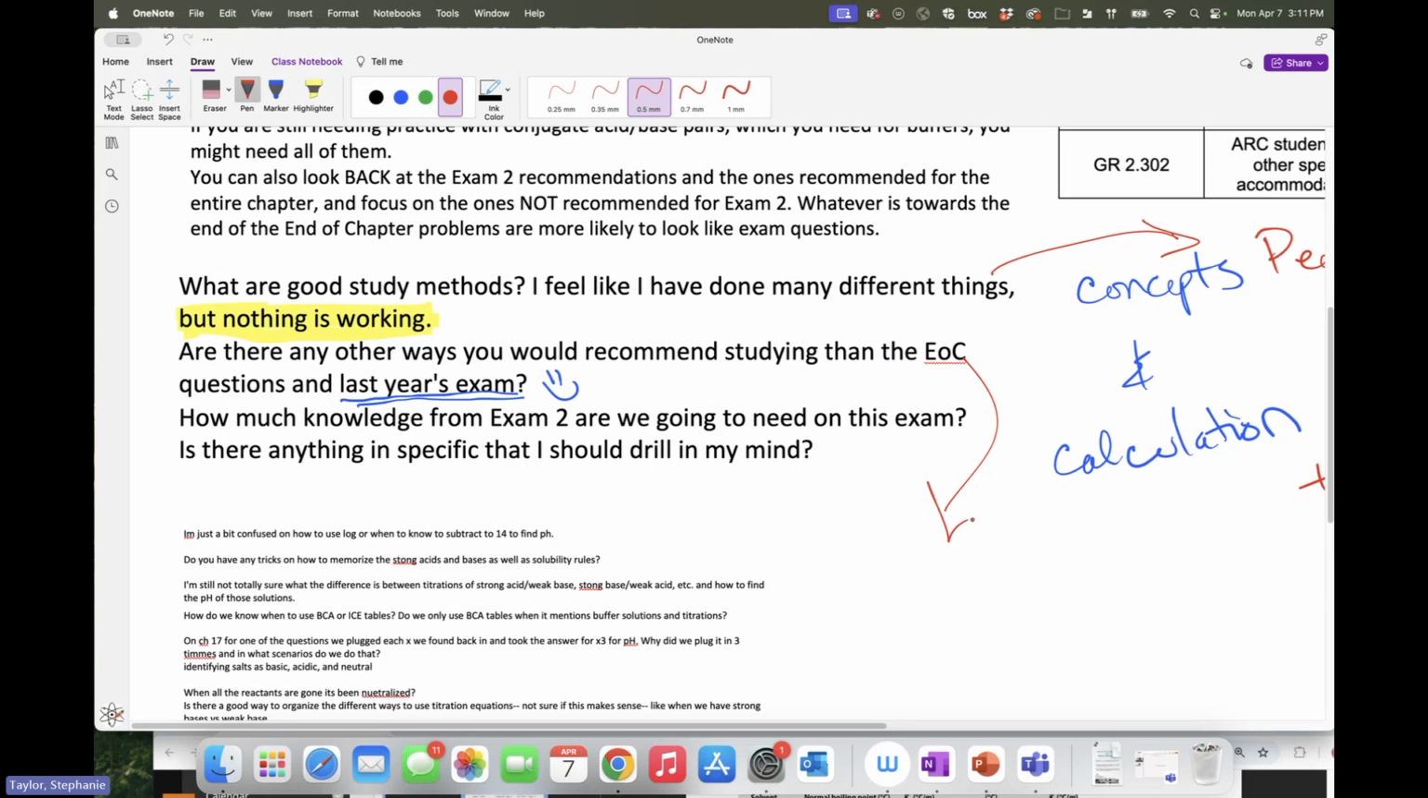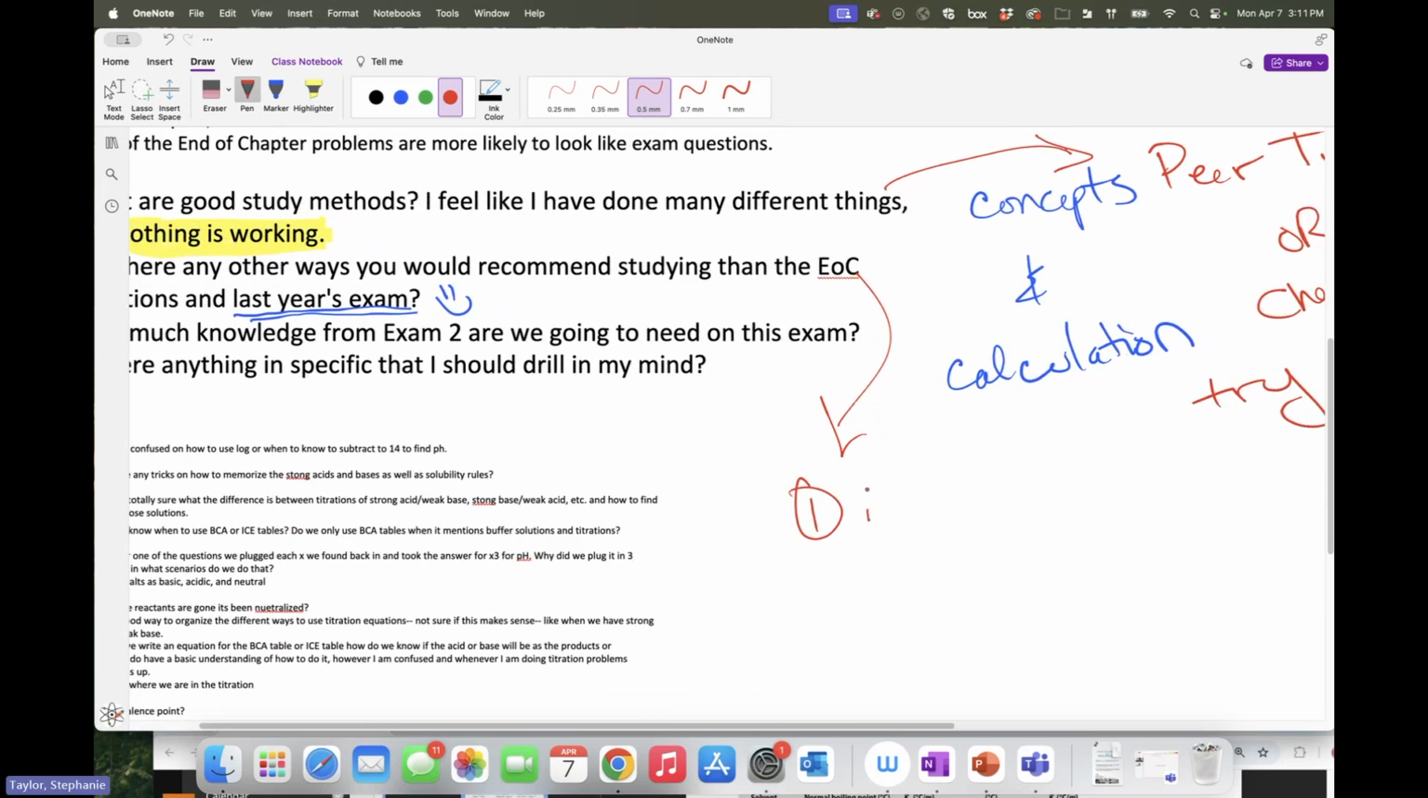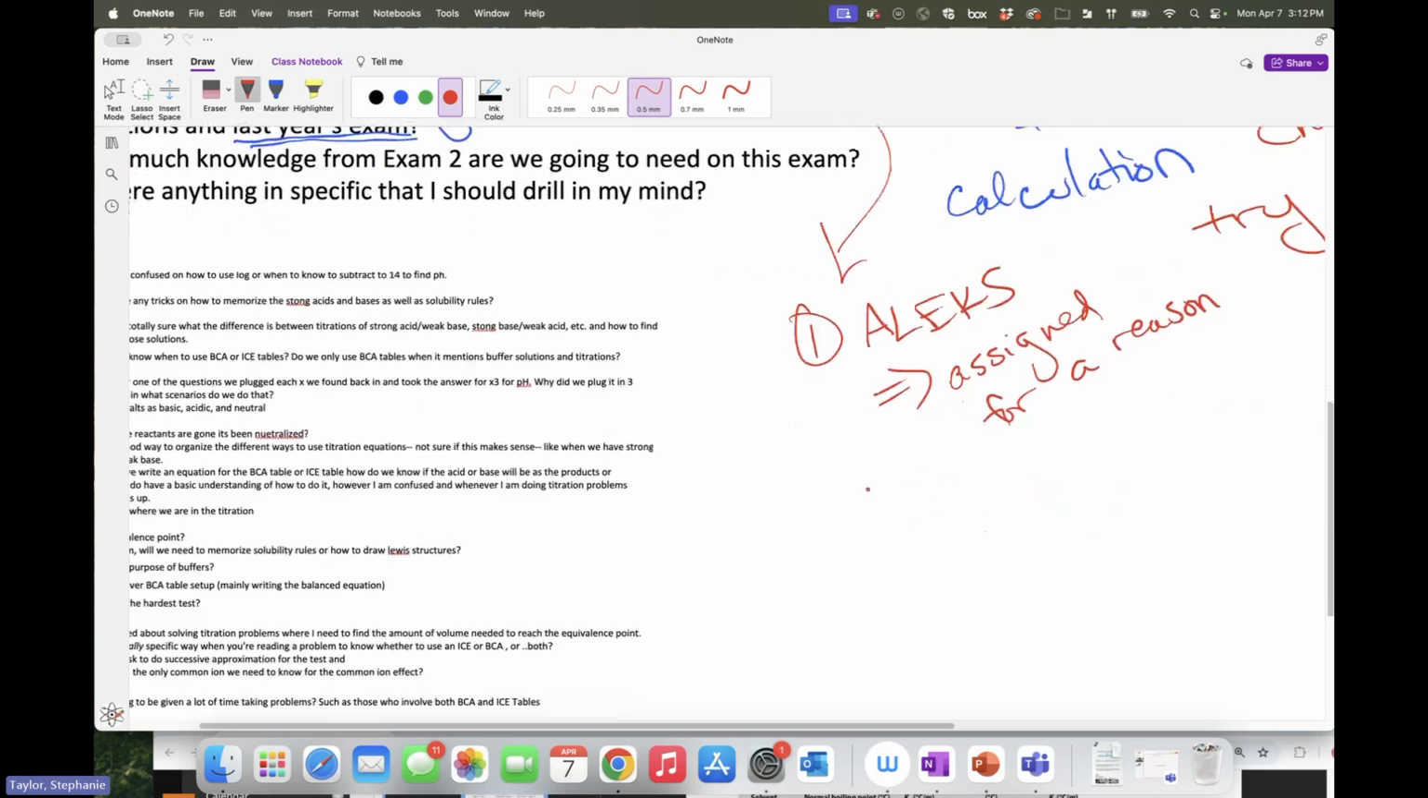The other thing I will recommend, there are two more study aids. One of these is ALEKS. If you don't know why something was assigned, ask. All the things that we assigned in ALEKS are in there for a reason. If there's anything in ALEKS where you think, I don't know why this is here, ask, because I promise you we assigned it for a reason.